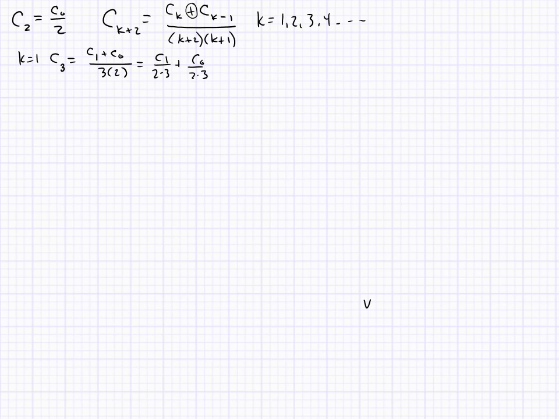I could split it apart. It all kind of depends on how this whole thing develops, whether you want to keep it together or whether you want to split it apart. So I'm just saying we could do either one. Let's keep going. K equals 2.